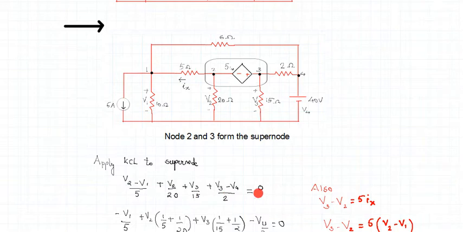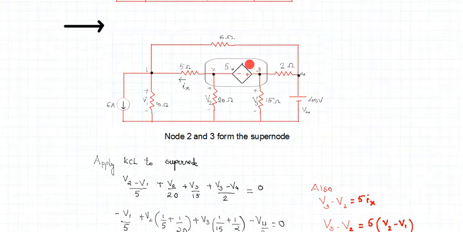Right? Now there's one more thing that we can identify from this supernode. I have a voltage source here, correct? So the difference between these two voltages V2 and V3 must be equal to the voltage source. Now look at the direction of your voltage source. The voltage source has a positive terminal here and a negative terminal here. It means that the potential at point 3 is higher than the potential at point 2.